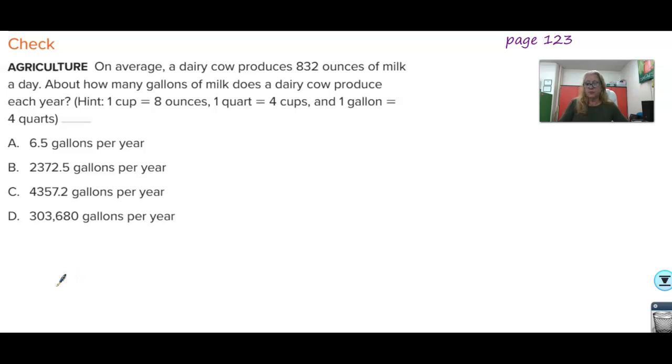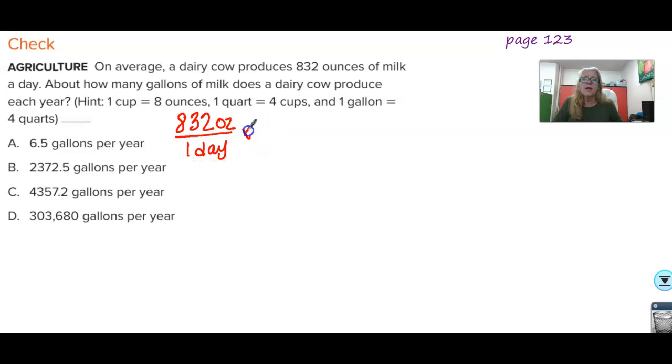So this is an example where I was kind of alluding to where you've got 2 things you're going to have to change. You know how many ounces they give you a day. They want to know how many gallons, and you know how much they do a day, but they want to know in a year. So they're changing both things, okay? Here's how you're going to set this up. We know that an average dairy cow produces 832 ounces of milk in 1 day.